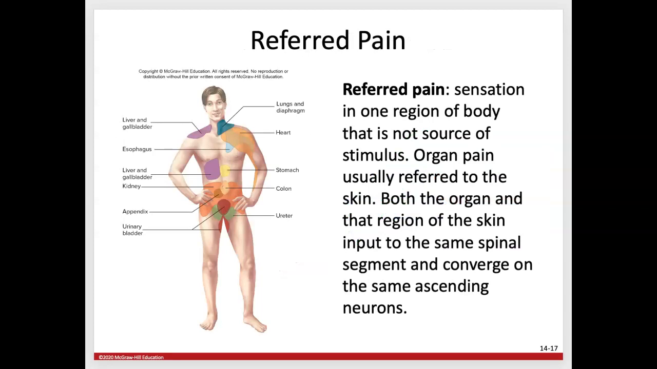So you may have heard the term referred pain before. Referred pain is a sensation in one region of the body that is not the source of the stimulus. So you think, okay, somebody's having a heart attack and their arm hurts. Well, why would my arm hurt if I'm having a heart attack? But that's what's referred to as referred pain. Organ pain is usually referred to the skin. Both the organ and that region of the skin input are coming from the same spinal segment and converge. So those neurons are associated in that way, and that's why the referred pain happens like that.